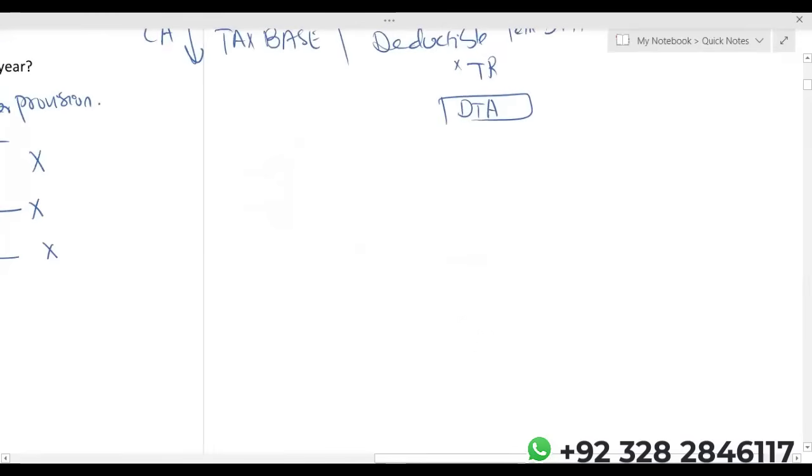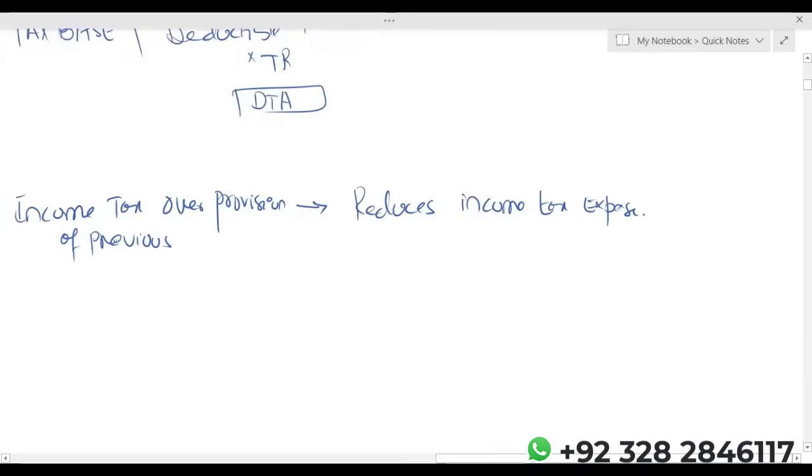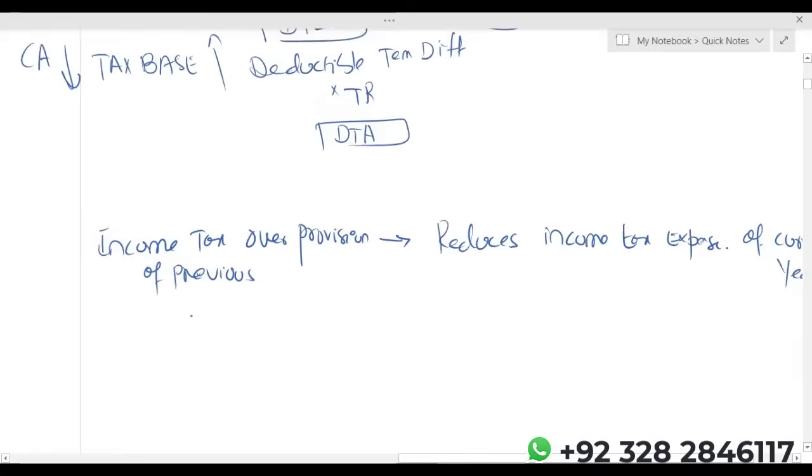Let me write that statement also. Income tax over provision: what it does, it reduces income tax expense. So in the previous year, if you have made any over provision, the over provision of the previous year reduces the income tax expense of the current year. For example, if the previous year is 2024, then you will get the impact in 2025.